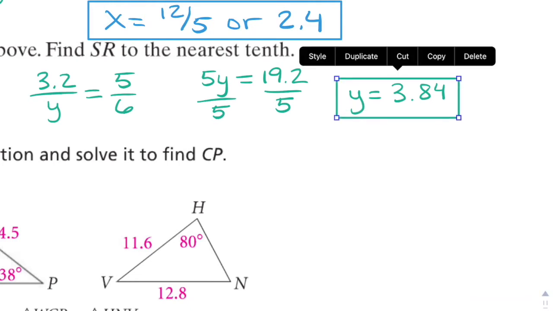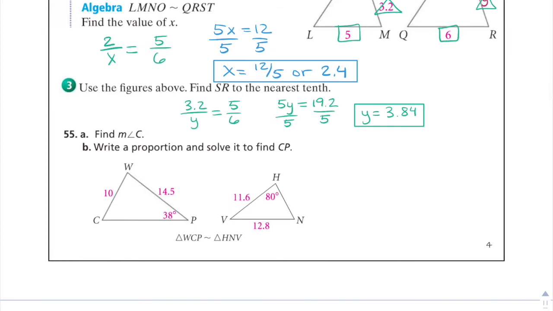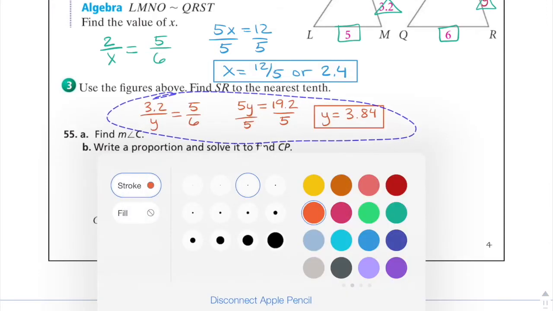Again, we're in a territory where Y is not repeated. It's just a value, 3.84. So I can leave that just the way it is.